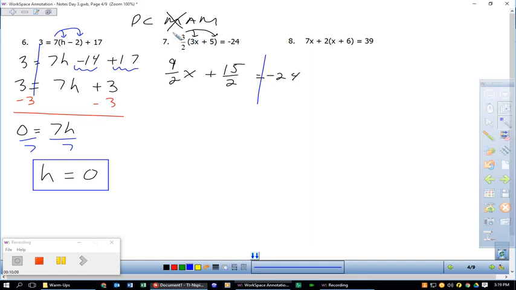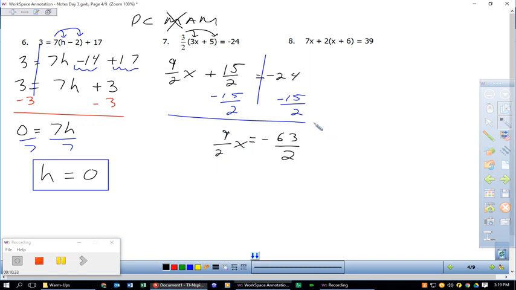So we'll have to move straight to add, subtract. So subtract 15 over 2. Now remember, 15 over 2 is just a number. Okay, it's a fraction, but it's just a number. All right, that is negative 24 minus 15 over 2. That is negative 63 over 2. And that is 9 over 2x. Again, 9 over 2 is just a number.